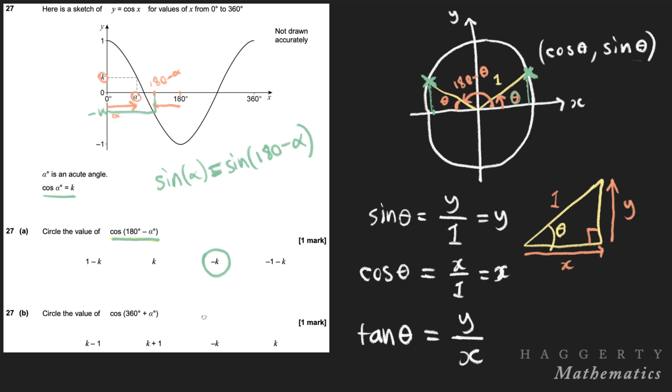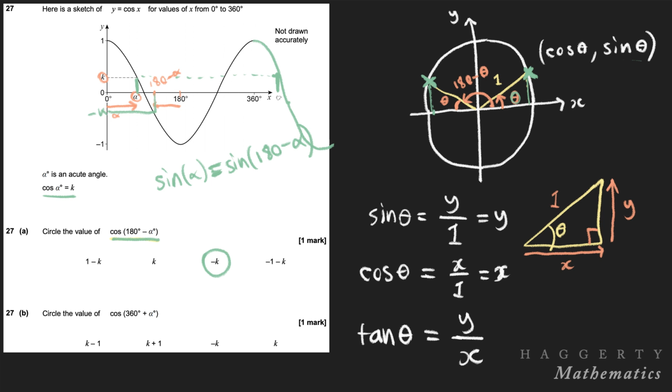And then 27b, circle the value of cosine of 360 plus alpha. Again, this is just periodicity of the cosine, right? So here's the alpha as the angle, and if you go forwards by 360, this whole graph just repeats. So it comes down here and goes again, and then 360. So if this is alpha, then this over here would be the 360 plus alpha. That one there, right?